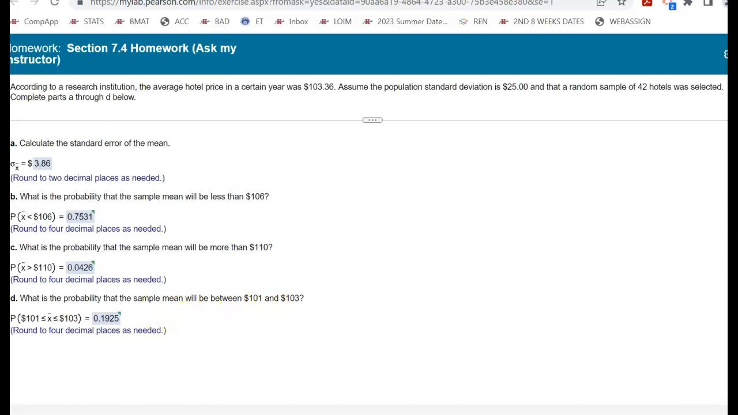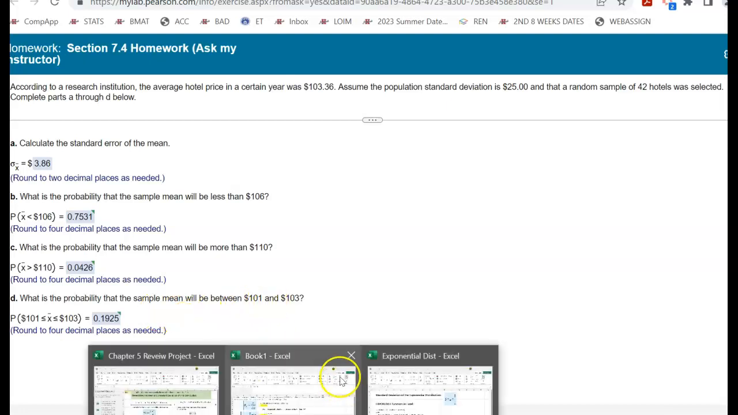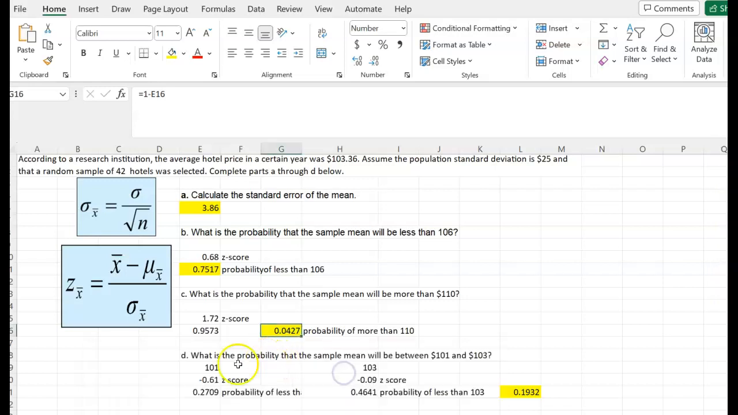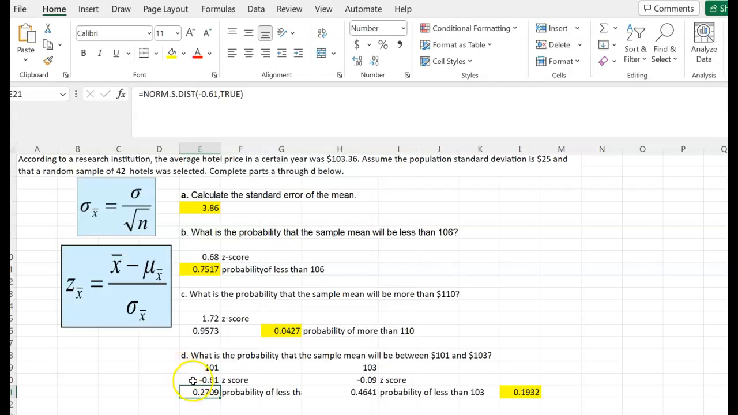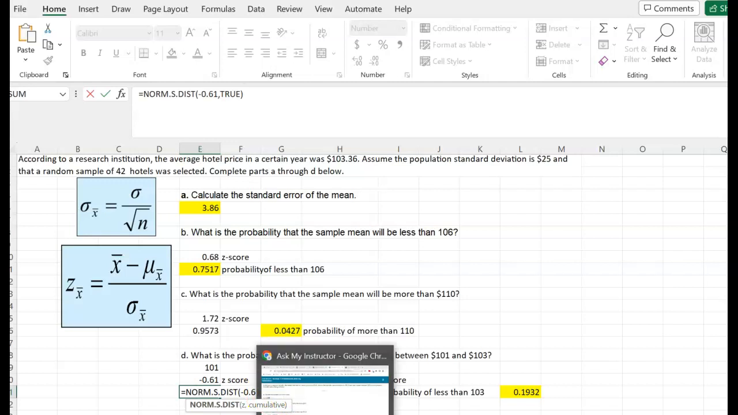Between 101 and 103. So you're going to do the same thing. You're going to do the z-score for 101. 101 minus 103.36 divided by 3.86. There's your z-score. Then do your formula. NORM.S.DIST negative 0.61 true.